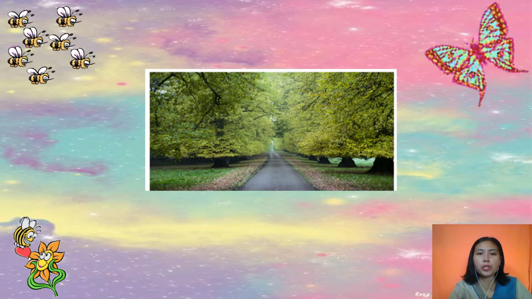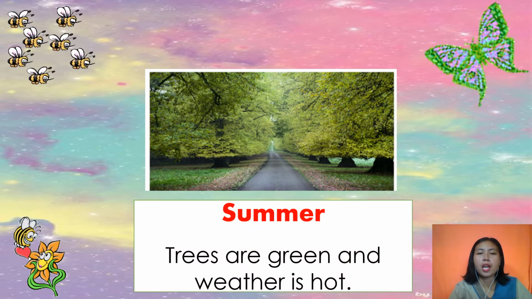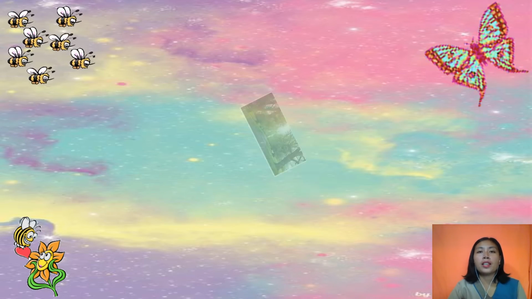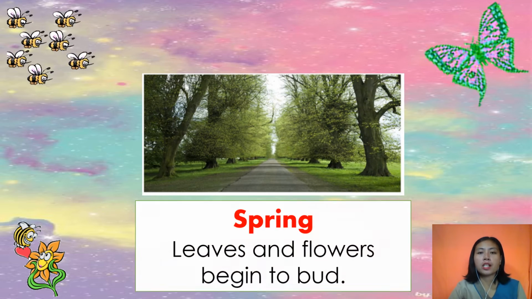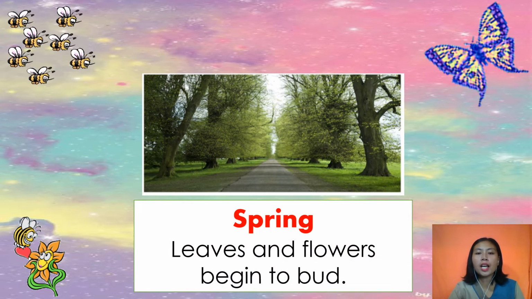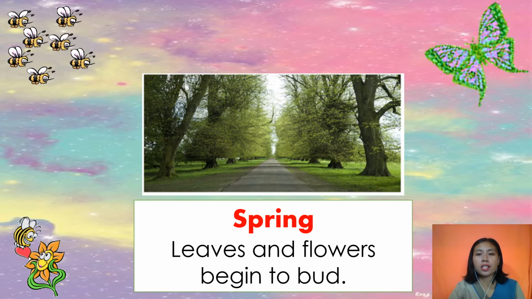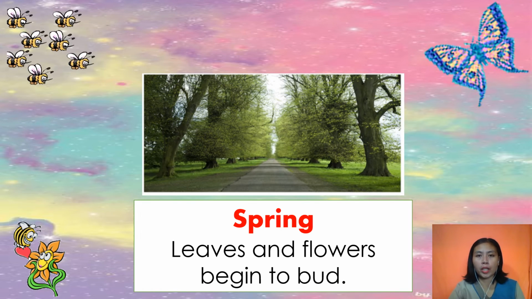The third picture is this one. So this is described as trees are green and weather is hot. This season is what we call summer. And the last picture is this one. As you can see, leaves and flowers begin to bud. That season is what we call spring.